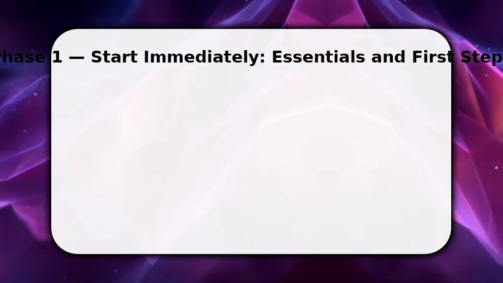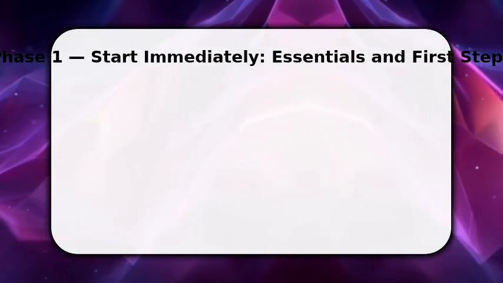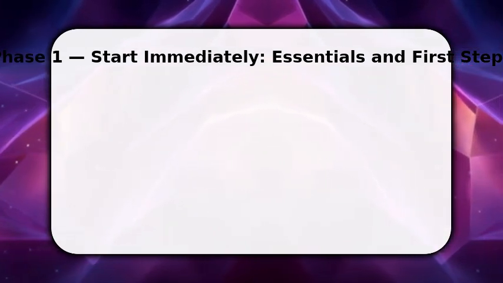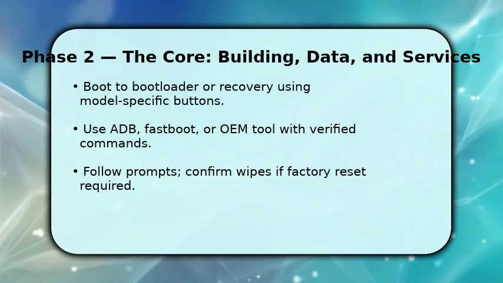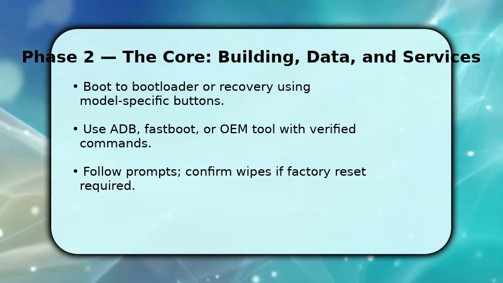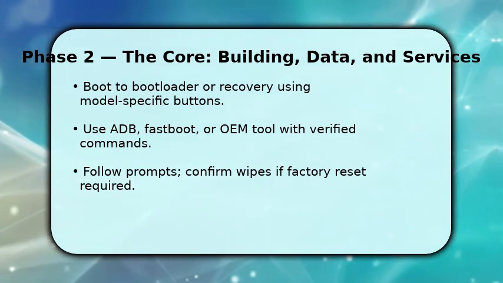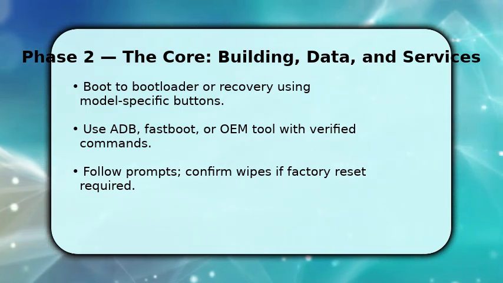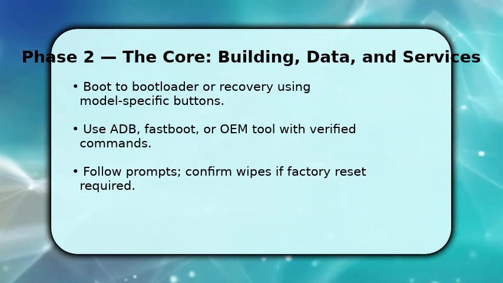Next, gather a USB cable and a computer with the correct drivers installed so you can proceed safely. You now perform the core actions. Boot the device into bootloader or recovery using the model-specific button sequence and connect it to your computer. Then use ADB or fastboot commands or the OEM unlock tool. Enter the exact commands for your device.